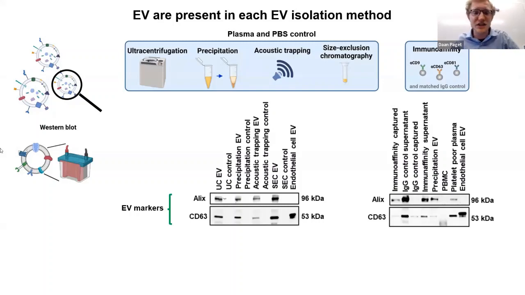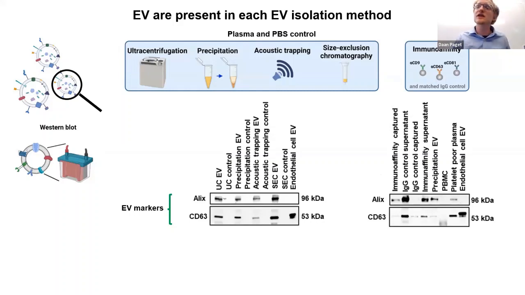Here you can see two Western blots where ALIX and CD63, which are EV markers, are enriched in the plasma sections, but we see no signal in the PBS control. We see that for all these four methods: UC, precipitation, acoustic trapping, and SEC. If we look at immunoaffinity capture, one thing I'd like to point out in particular is that for the IgG beads, the control beads, we still see ALIX and CD63 present in these samples, indicating that there's some non-specific binding occurring.